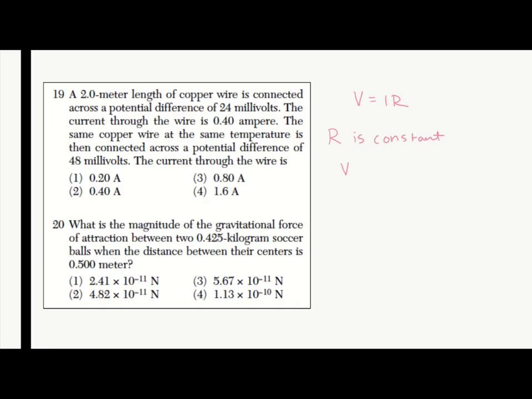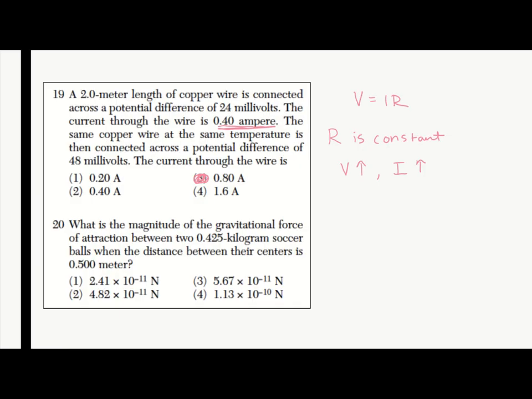So if V increases, so does I, and they increase linearly directly together. So if V is doubled, so will the current. So if our current is originally 0.4 amps, double that, you get 0.8 amps. Because our voltage goes from 24 to 48 millivolts, that's doubled. Double the voltage, double the current. Same thing if you think about voltage like batteries. If you put twice the amount of batteries, then you get twice the amount of current. That's easy to see for you guys.